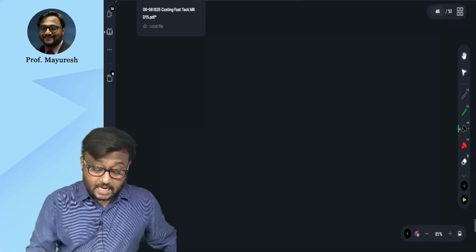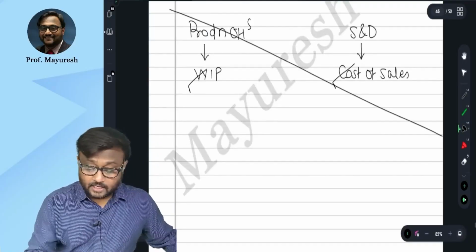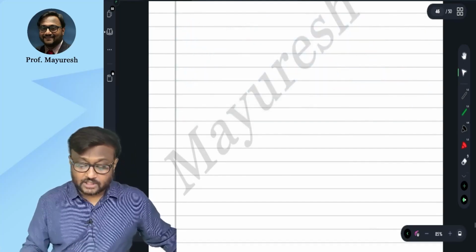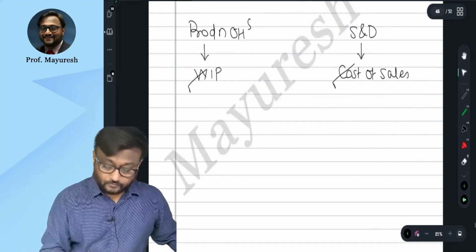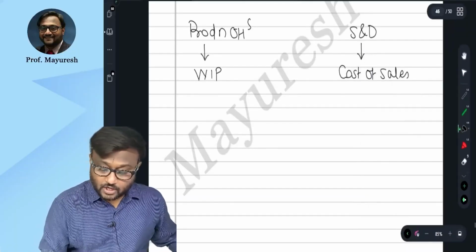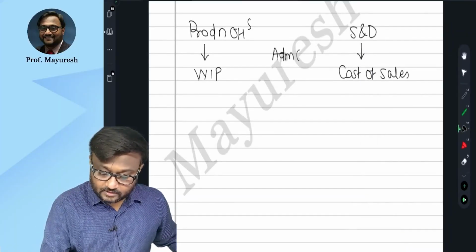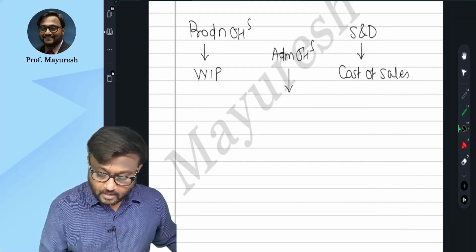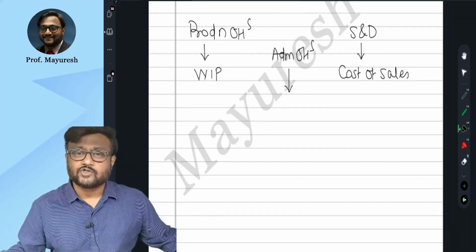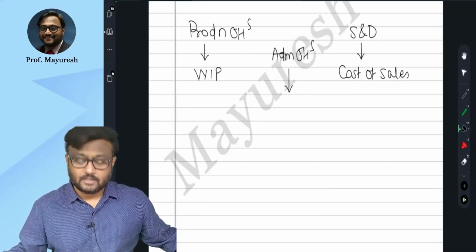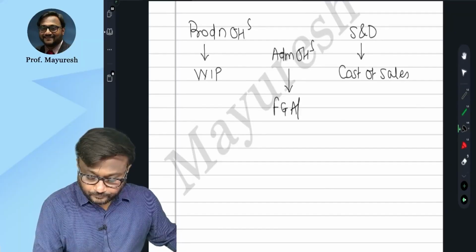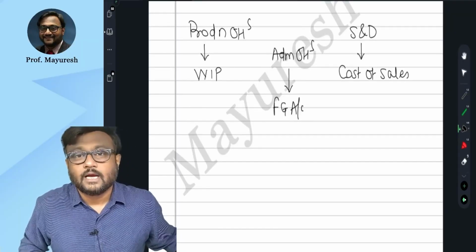Now, there is a controversy going on related to admin. पहले क्या होता था, admin was transferred to finished goods. तो ऐसा admin overheads पहले होता था. Production overhead was absorbed through WIP, part of production. Selling and distribution was absorbed through cost of sales. But then admin was transferred to finished goods. अभी ध्यान से सुनना.